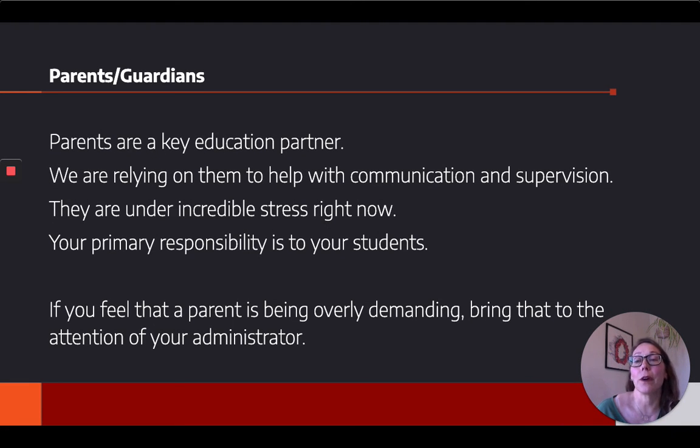So parents and guardians are going to be a key educational partner during this period of time. Especially for the little kids, we're really relying on parents to do the signing in and supervising kids online and communicating with the teacher. Also keep in mind that parents are under an incredible amount of stress right now, and they might respond to that stress by being demanding and needing resources for their kid. And so your primary responsibility is to your students. And if you feel that a parent is being overly demanding, please bring that to the attention of your administrator.